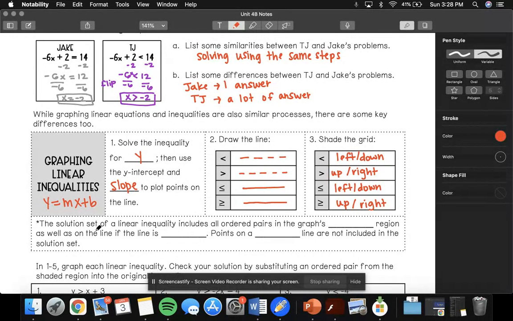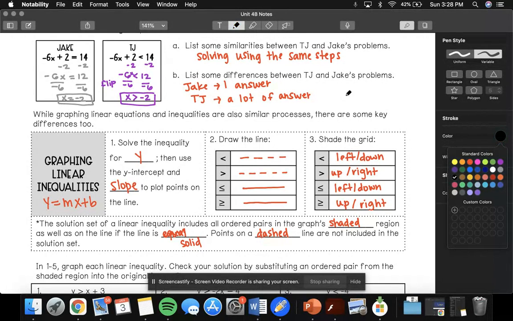Okay, something to note, the solution set of a linear inequality includes all ordered pairs in the graph's shaded region, as well as on the line if the line is equal to, or I guess I should say is solid. That makes more sense. Points on a dashed line are not included in the solution set. Okay, so we'll kind of compare this solution as we actually graph a line. Okay, so here's negative 2.